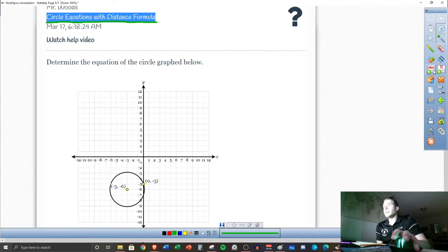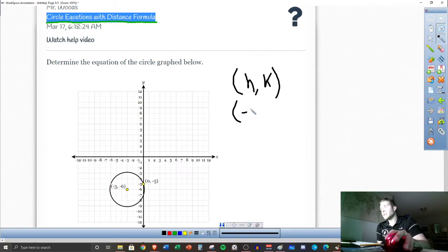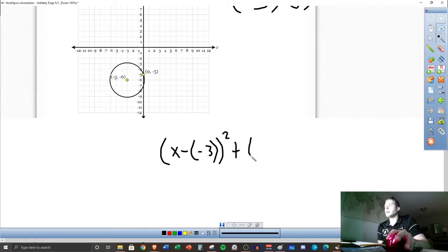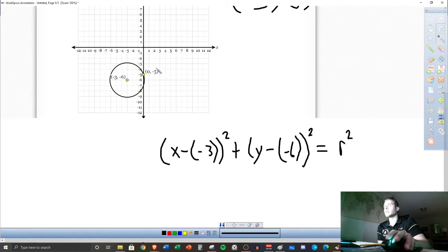And here's the thing. We do already have our h, k, right? We already have that, which is -3, -6. So we have that part. So if we're going to write up our equation, we have x minus -3, we'll fix that in a minute, squared, plus y minus -6 squared equals, and here's what our issue is. We don't know what r squared is, okay? Because we can't just look across and count because it's not exact. And if you do estimate, you are going to get the problem wrong. And we definitely don't want to do that.